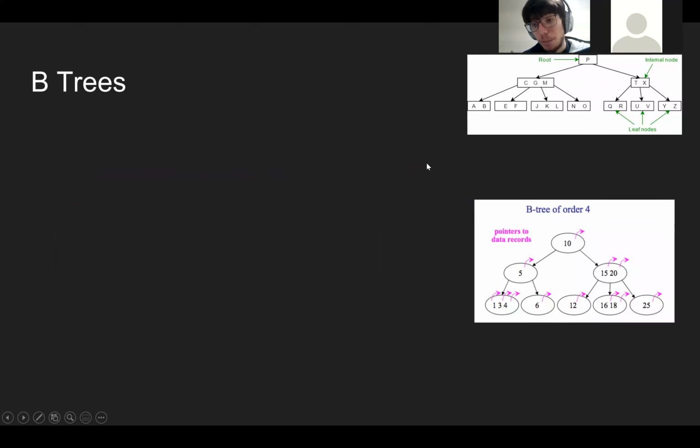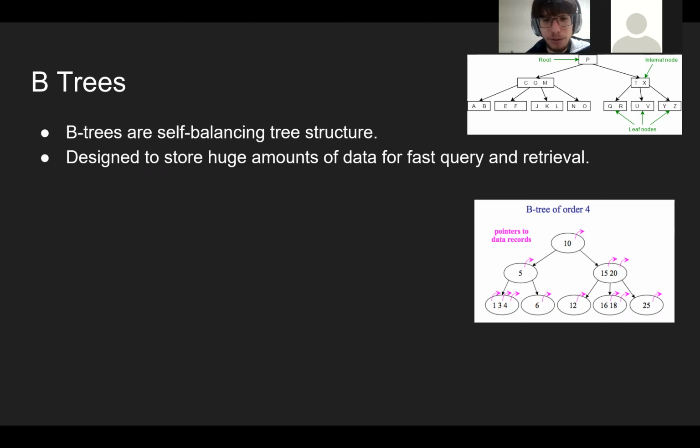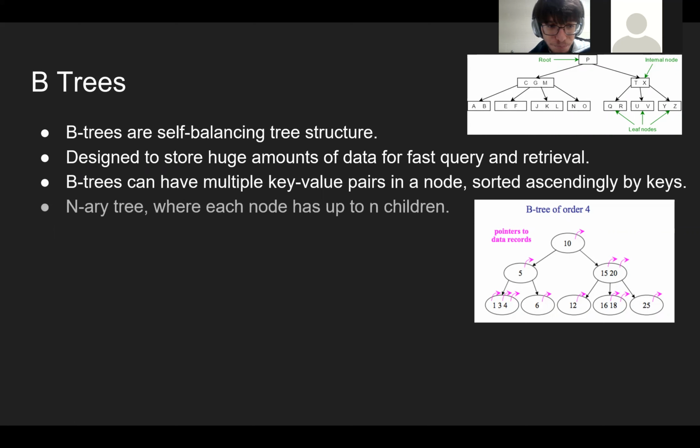Okay, so then on B-trees. B-trees, which we talked about a couple weeks ago, are self-balancing trees. They can store huge amounts of data for fast query and retrieval. They're kind of like trees inside of trees. They have multiple key-value pairs in each node, sorted ascendingly by keys.